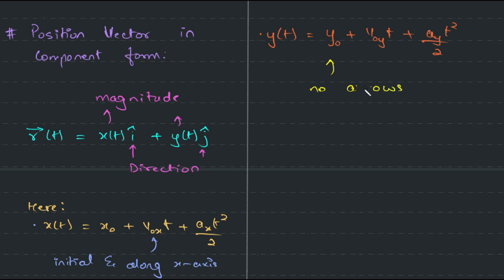Because arrows as in vectors. Why is that? Because these are one-dimensional components. These deal with one dimension.